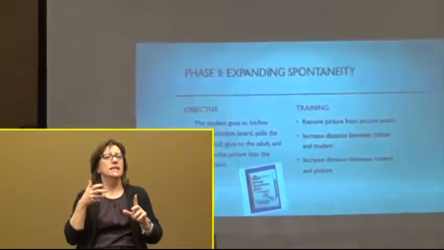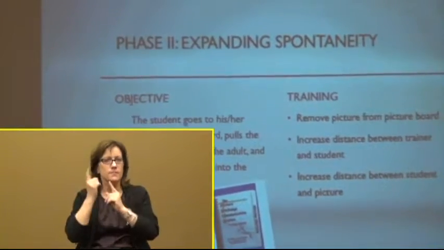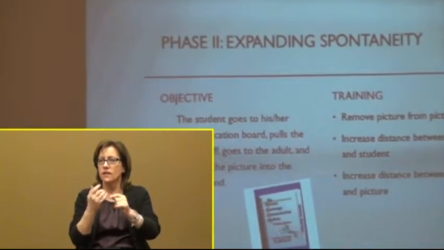So if you standardize everything, you'll be able to use it across your schedules, across your reinforcer menus, across your communication systems. Okay, so phase 2 is expanding spontaneity. And basically, you want the child to go to their communication book, pull off, this is the ultimate goal, pull off an icon and take it, traveling to their communication partner in exchange for a desired item.